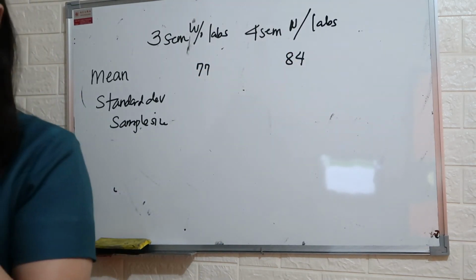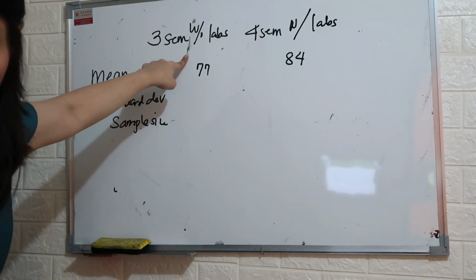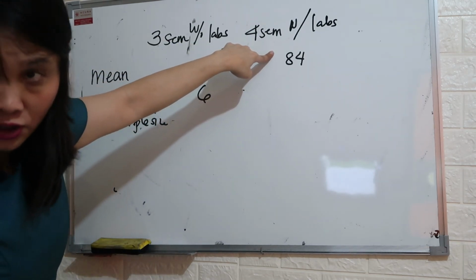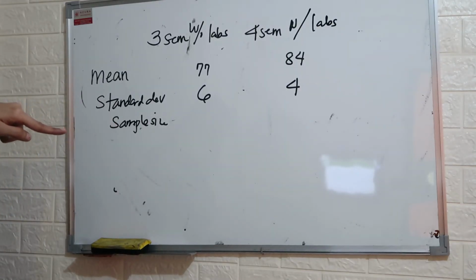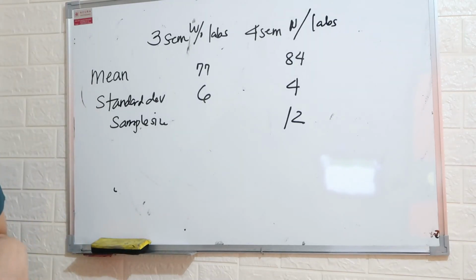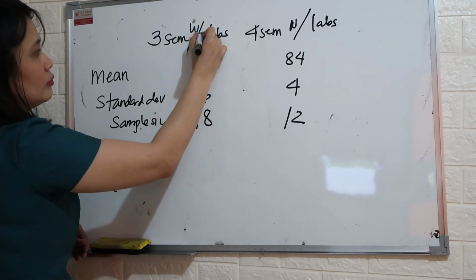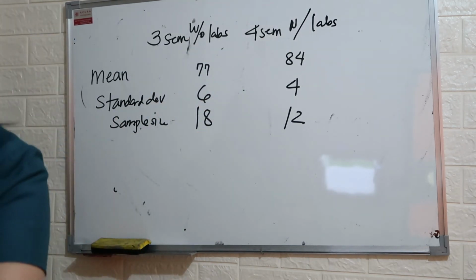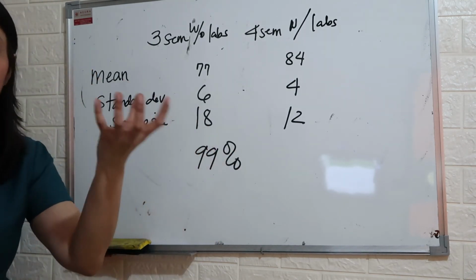Next, what about the standard deviation? Without laboratory, the standard deviation is 6, and with laboratory, the standard deviation is 4. Next, what about the sample size? The sample size with laboratory is 12, and the sample size without laboratory is 18. Okay? Then we need to construct the 99% confidence interval.